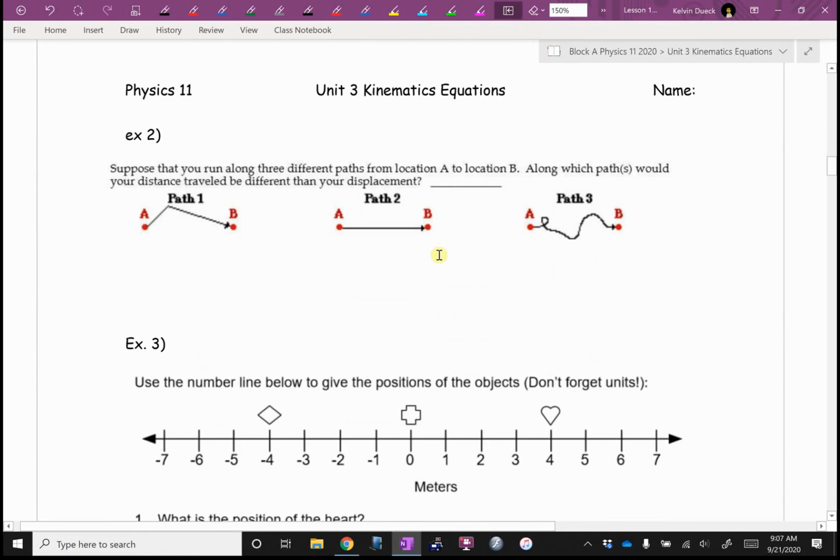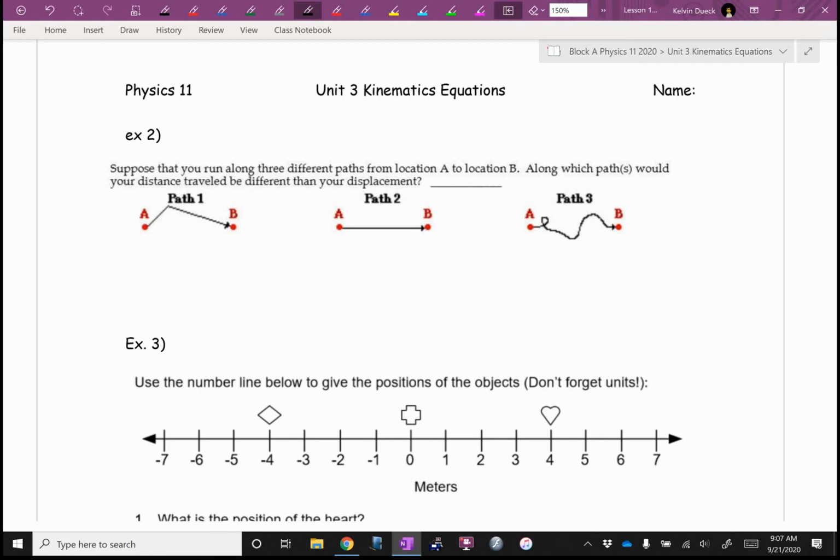Example 2. Turn the page. Here we have path 1, path 2, and path 3. Along which path would your distance be different from your displacement? Let's reverse that question. There is only one path here where your distance and your displacement would have the same magnitude. Which one?